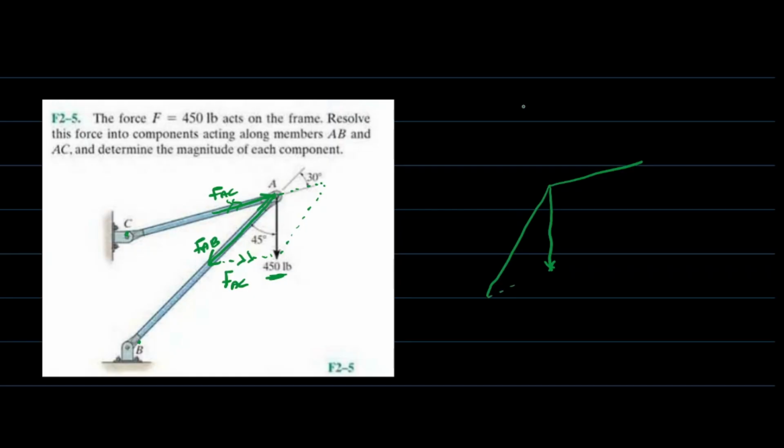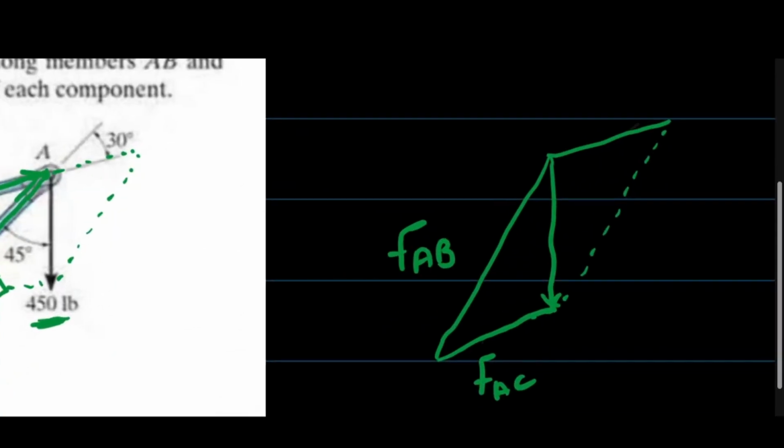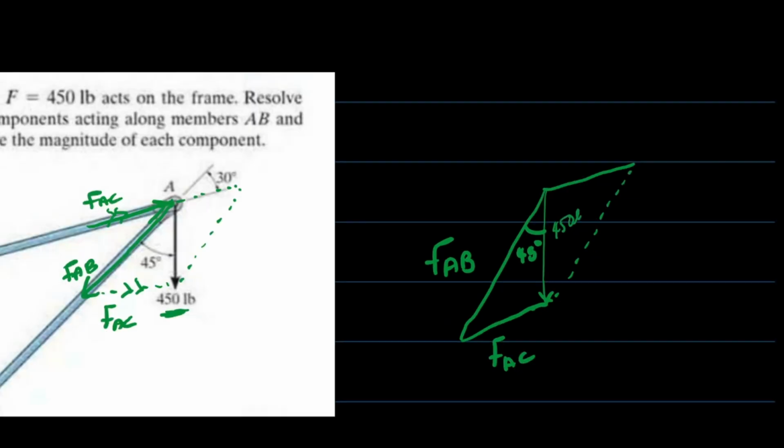Okay, and then we get to join it. Alright, so here we're going to have our FAC. It should be a thick line because it's the main component. FAB. This is going to be the 450 pounds. And this is going to be 45 degrees. Okay, now it should be clearer.